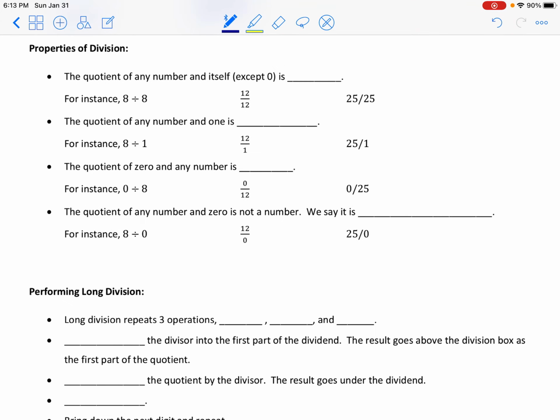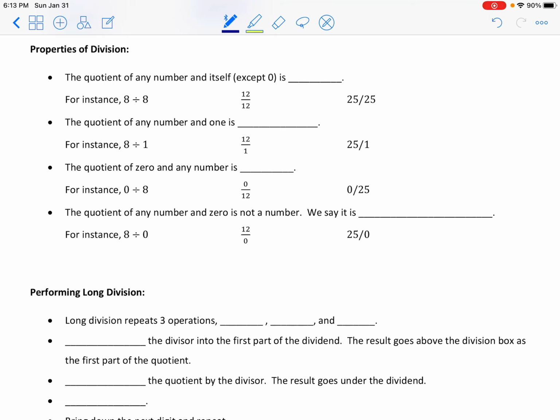Now let's talk about some properties before we actually do some division. One of the properties of division is that if you divide any number by itself, you're going to end up with 1. So if I said 8, for example, and I divided it into 8 equal parts, there would be 1 for each of those parts. So the quotient of any number and itself, except for 0, which we'll talk about, is 1. For instance, 8 divided by 8 is 1, 12 divided by 12 is 1, 25 divided by 25 is 1. I just wanted to write the variety of ways that you could see division there.